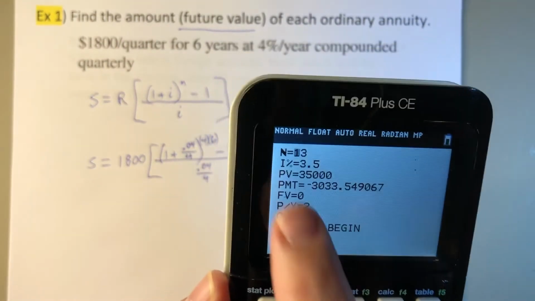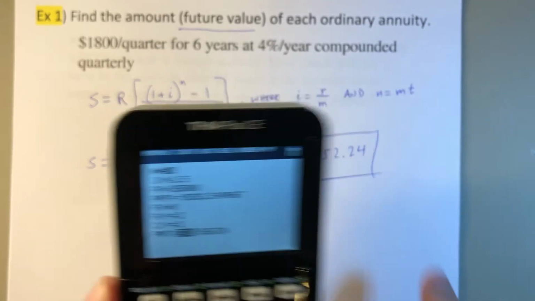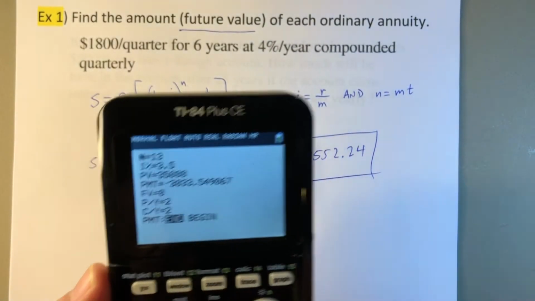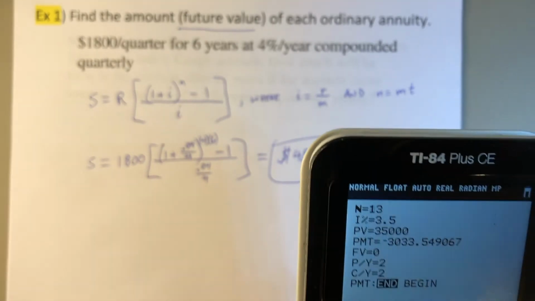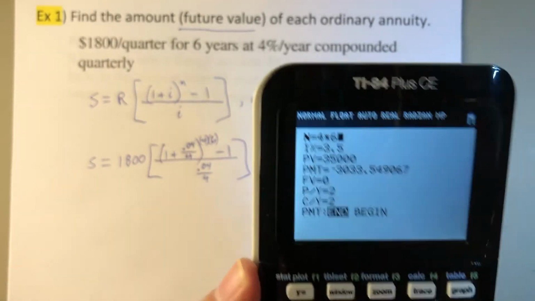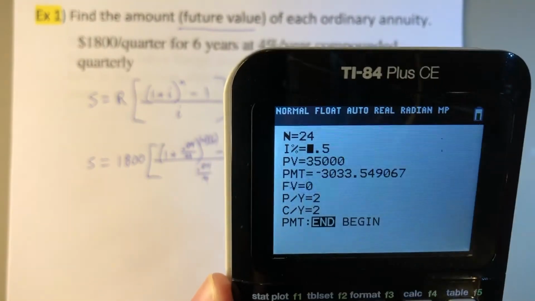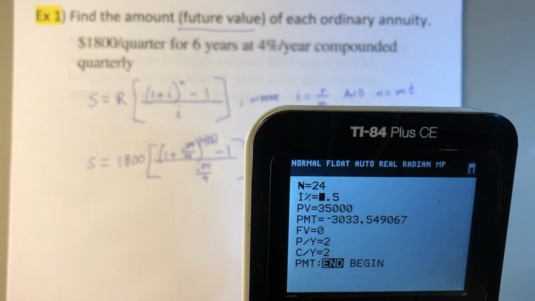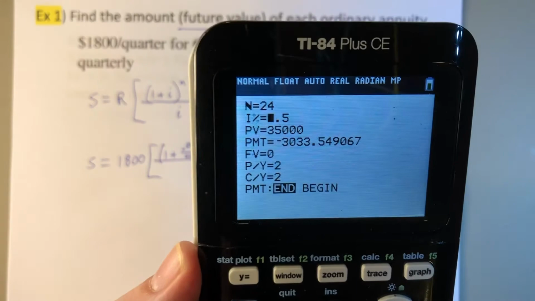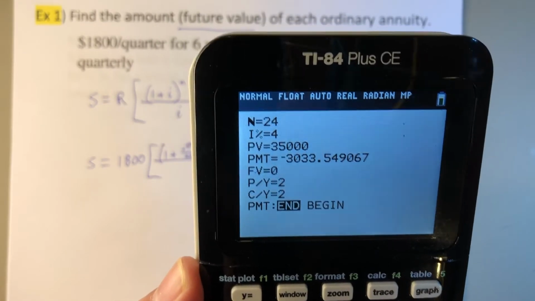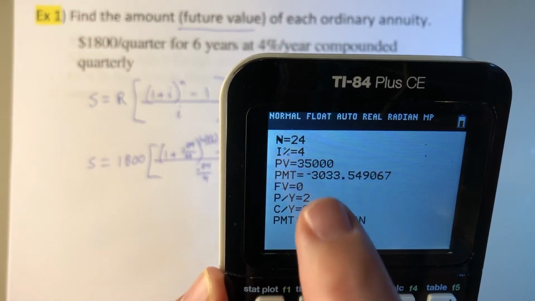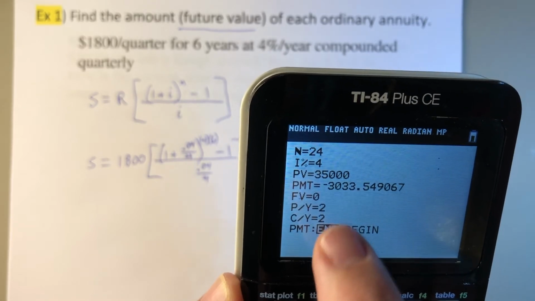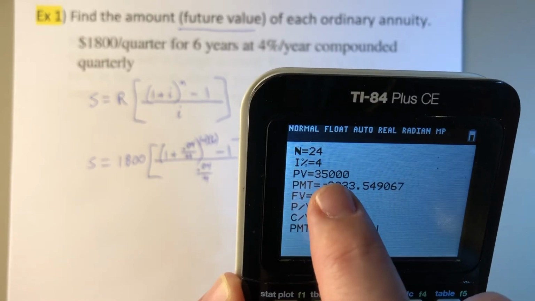So N. What's N? Oh, it's M times T. That's still the same. In this case, it was 4 times 6. Hit enter. Interest rate. What was our interest rate? Well, it was 4%. So you make it 4. Now, don't enter it in as a decimal. Just enter it in as whatever it states as a percent. This is already in terms of a percent.